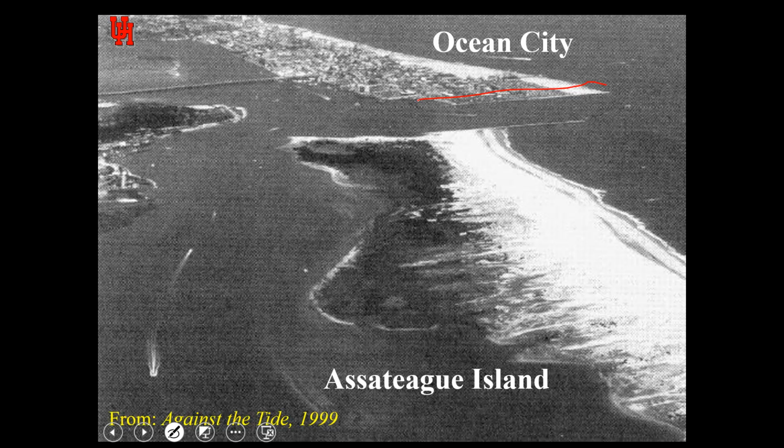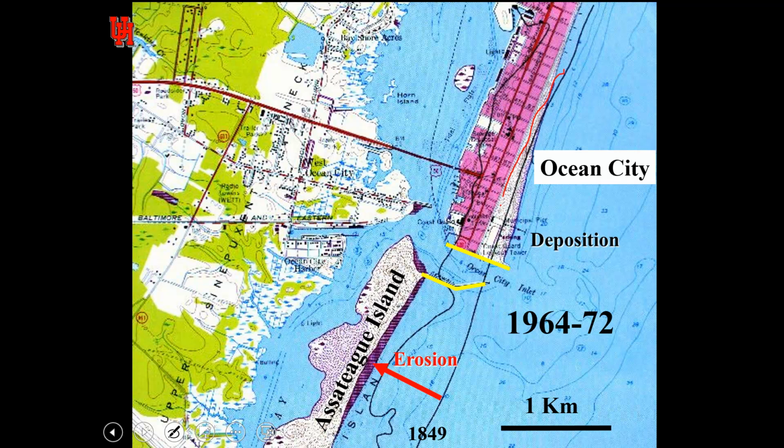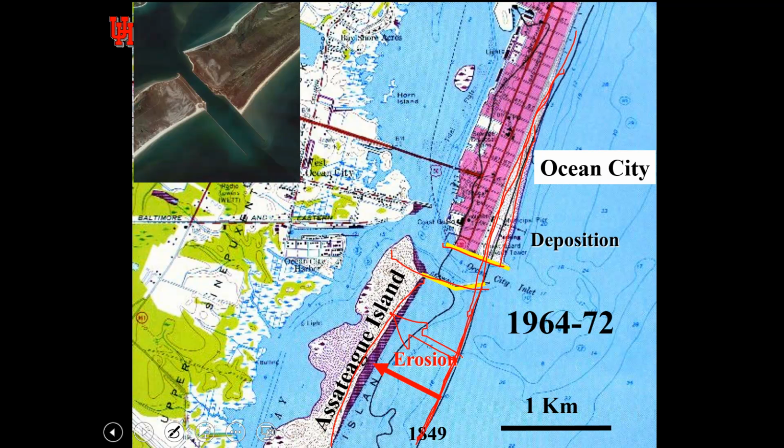And they've done that. And updrift of that, we now have Ocean City. Downdrift of that, well, we've got a lot of erosion. In fact, if you look at the shoreline in '49, which was here, and you look at the shoreline today, here are the jetties, my gosh, look how much erosion has occurred. Over 1,000 meters. Very much like what we see here on a smaller scale.